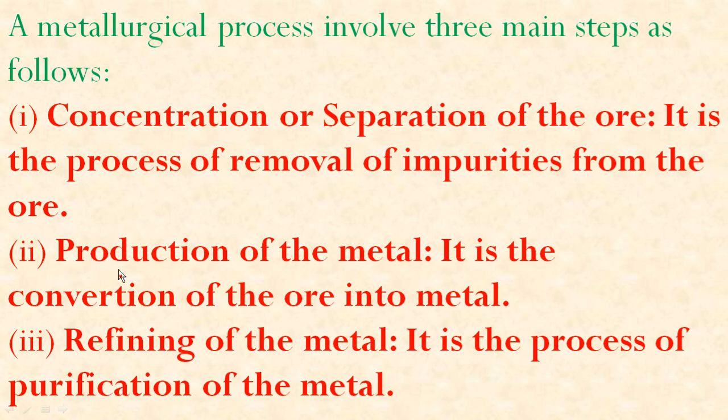The second one, production of the metal. It is the conversion of ore into metal. For example, bauxite into aluminium. The third one, refining of the metal. Refining means it is the purification of the metal. So, a metal contains some impurities, so you have to remove them by an electrolytic refining process. So, it is the refining of the metal.